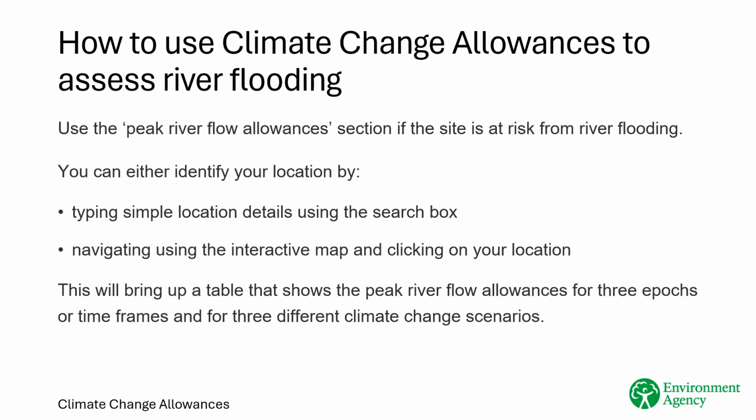You can drag the map by holding down the left button of your mouse. You can zoom in and out using the scroll wheel on your mouse, and once you've found the right location, left-click once on the correct river management catchment. Following these steps will bring up a table with the peak river flow allowances for the site. The table shows allowances for 3 epochs or time frames and for 3 different climate change scenarios.